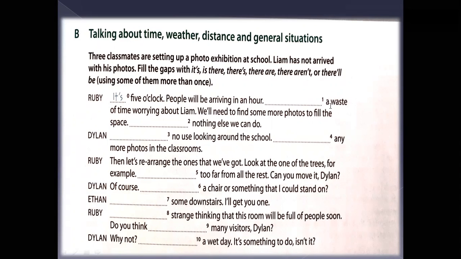It is 5 o'clock. People will be arriving in an hour. It is a waste of time worrying about Liam. It is a waste of time.